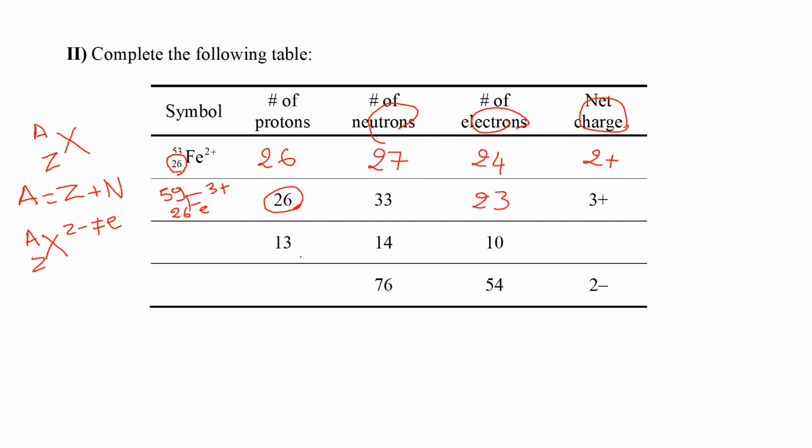Okay. For the third row, we have Z. If you look at our periodic table, Z equal to 13 is equivalent to aluminum. So we have aluminum 13. And we have the number of neutrons. So the mass number will be 13 plus 14, 27. And we know that the number of electrons is 10. So the charge is 13 minus 10, 3 plus.